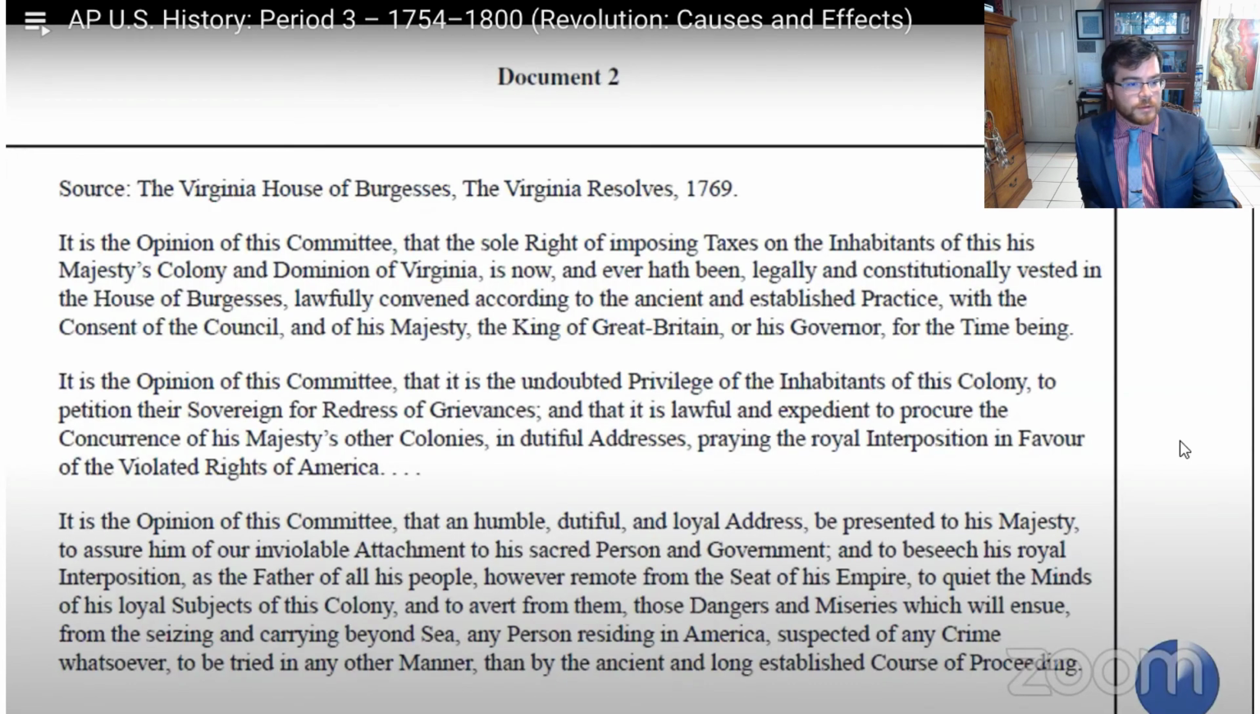But, document 2. Okay, let's take 30 seconds for document 2, guys. The Virginia House of Burgesses. How does it support the working thesis? 30 seconds on the clock. Starting now.